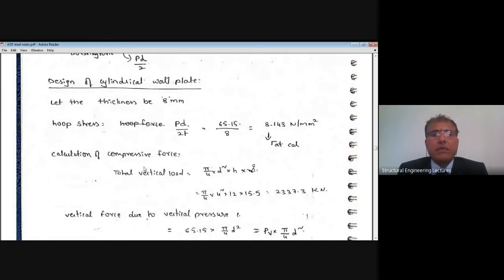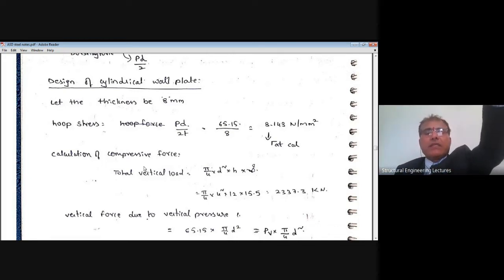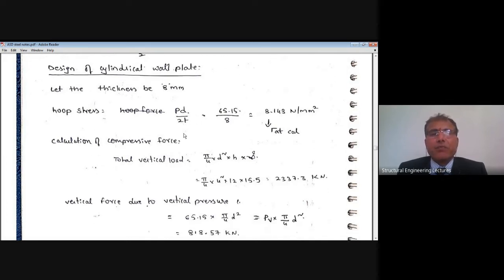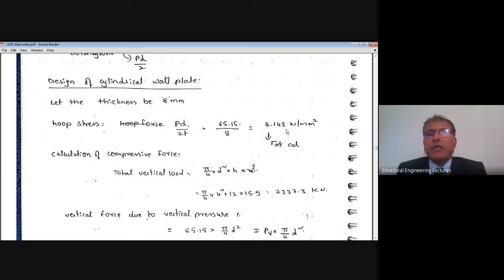Now I'll move to the design of the cylindrical wall plate. I want to design the wall of this cylindrical portion. Now I'm assuming the thickness of this wall as 8 mm. If I cut, I can see the thickness as 8 mm. Then, assuming that, the hoop stress is equal to PD by 2T, right? PD by 2 is already calculated as 65.15 in the previous heading, divided by thickness 8 mm. Now I'll get 8.143 MPa, Newton per mm square.